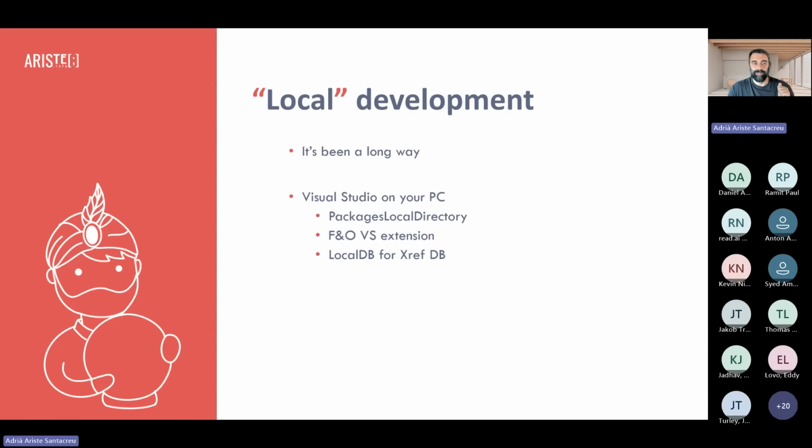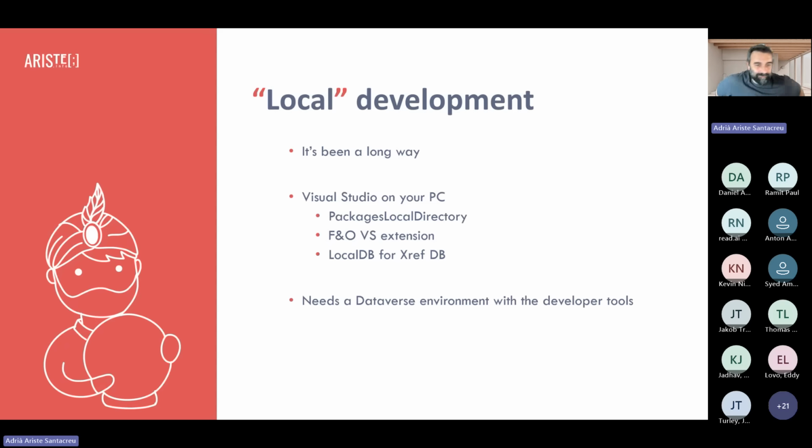Local development. We have Visual Studio on our local PCs, not on a virtual machine. We have a copy of the package's local directory, which means all the metadata. We are using the F&O Visual Studio extension, and we have LocalDB, so SQL Server LocalDB, for the cross-references DB. And why local? Because it needs a database environment with the developer tools.